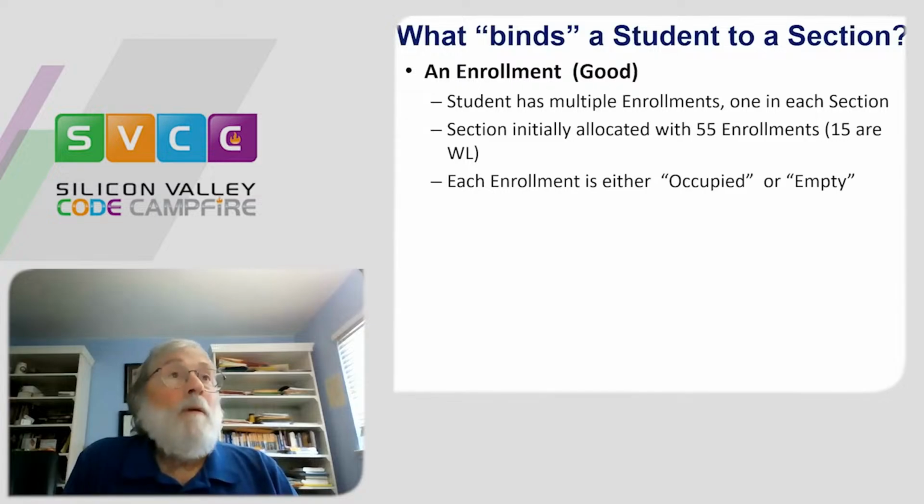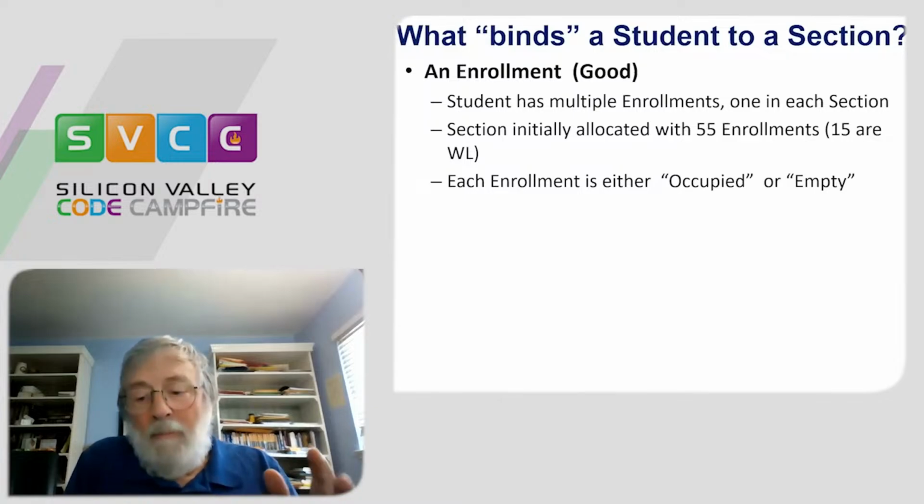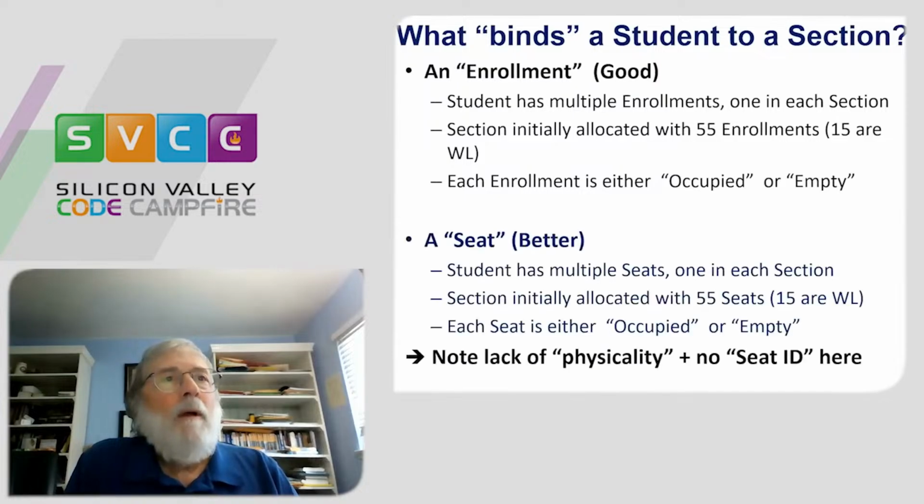Calling it an enrollment, you could say, okay, a student has 5 enrollments, one in each section. A section has 50 enrollments, each one by a student. It kind of fits, but in thinking about it, it turns out we can do better. Call it a seat. And the moment we call it a seat, everything clicks.